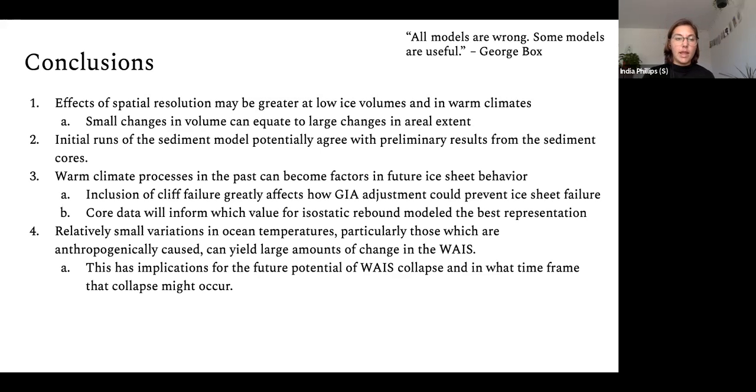And then from Hannah's presentation, relatively small variations in ocean temperatures, particularly anthropogenic variations, can yield large amounts of change in the West Antarctic ice sheet, which is super important for future models. And then next.